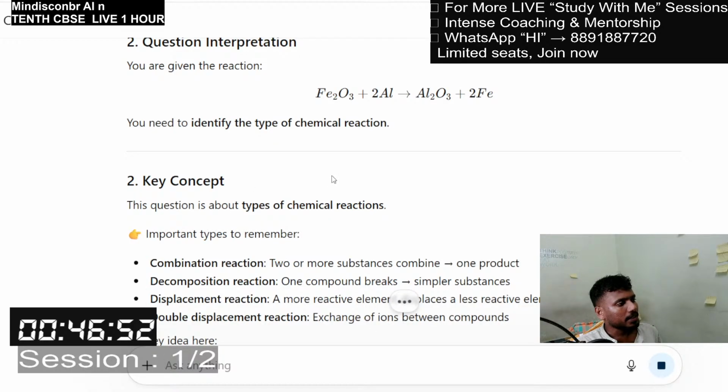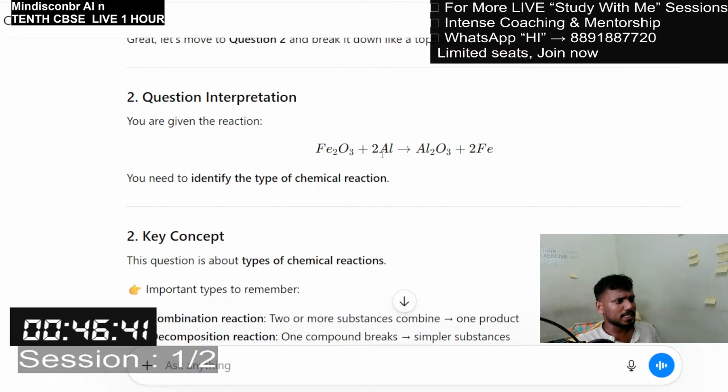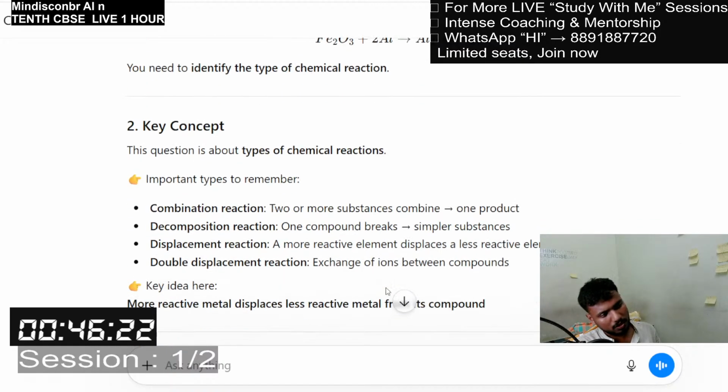And we can see the explanation here. You need to identify the type of chemical reaction. Actually, we have studied it earlier, right? What happens here? This is a displacement reaction, because aluminum displaces iron from this Fe2O3, as aluminum is more reactive than iron. So Al2O3 plus 2Fe is formed, and this is an example of a displacement reaction.